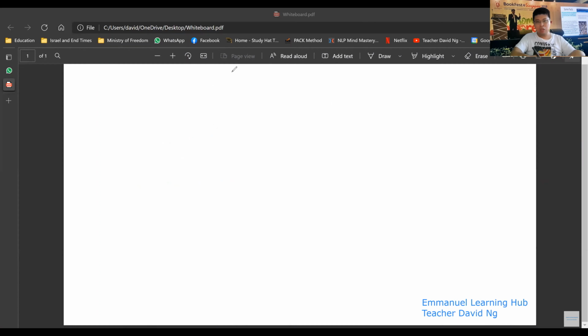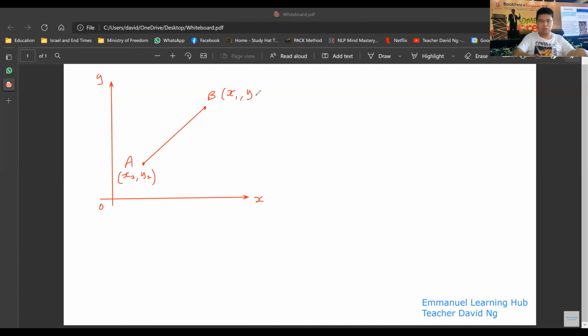Then today, I'm going to derive the formula of finding the length. Let's say I have the xy axis here. This is the origin. So I'm going to find the length of this line called AB. The coordinates of A, let's call it x2, y2. The coordinates of B, let's call it x1, y1. Probably I'll name this as A, this as B.